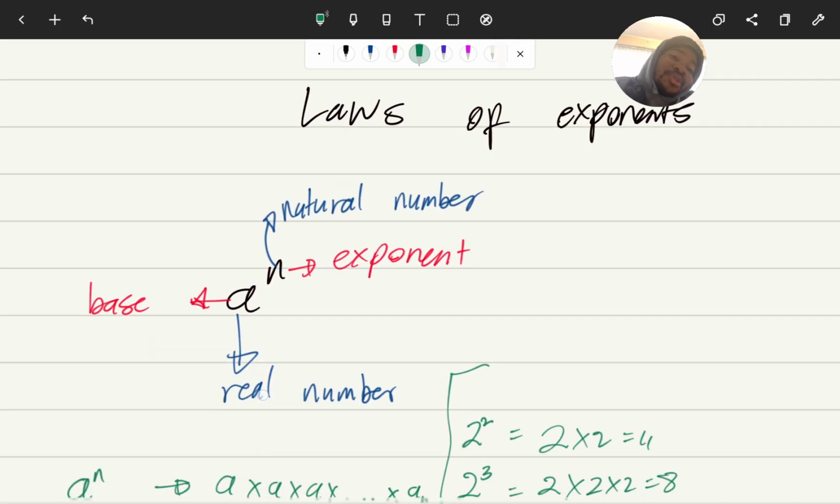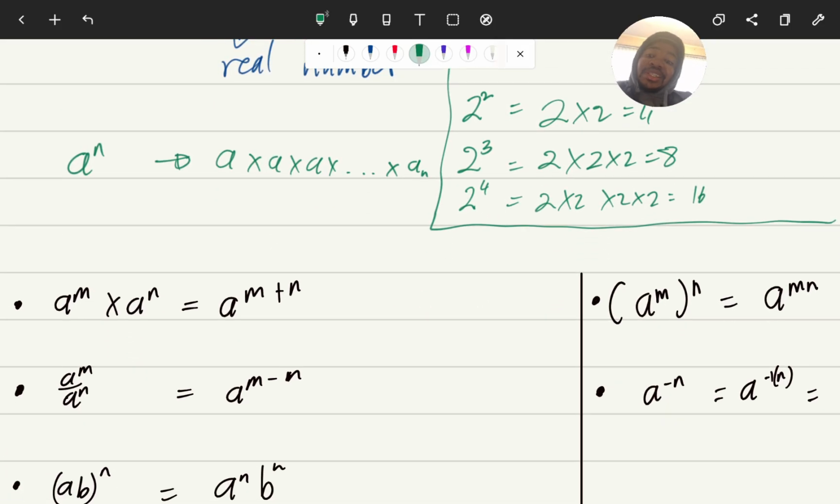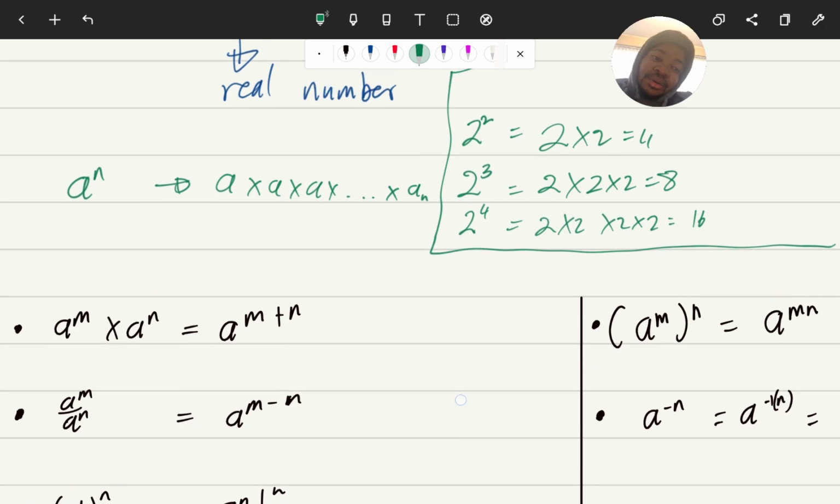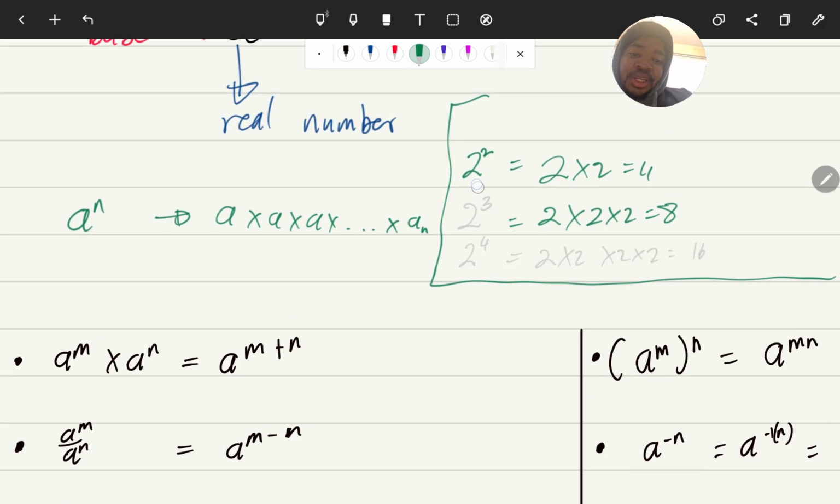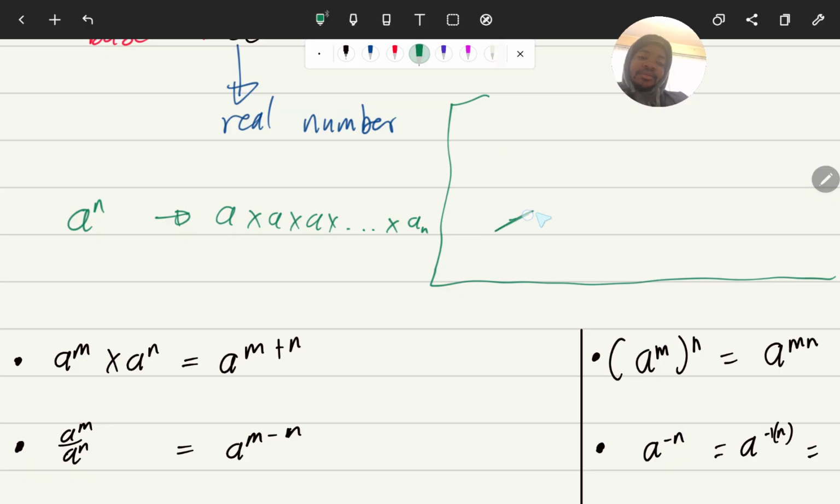So like I said, in this video we're just going to talk about laws of exponents, so let's dive in. All right, I will use this box for making examples or illustrations.